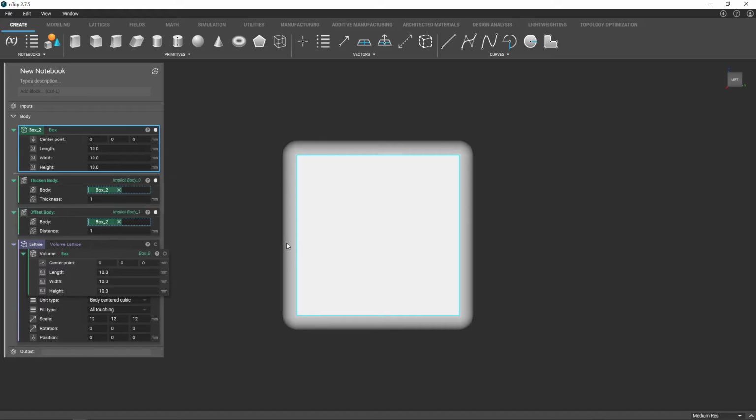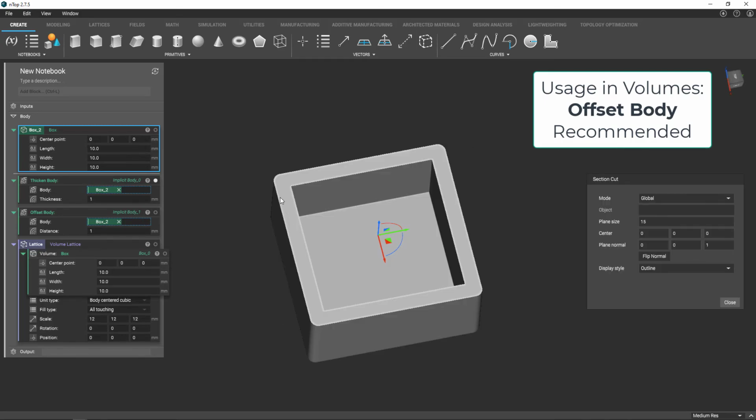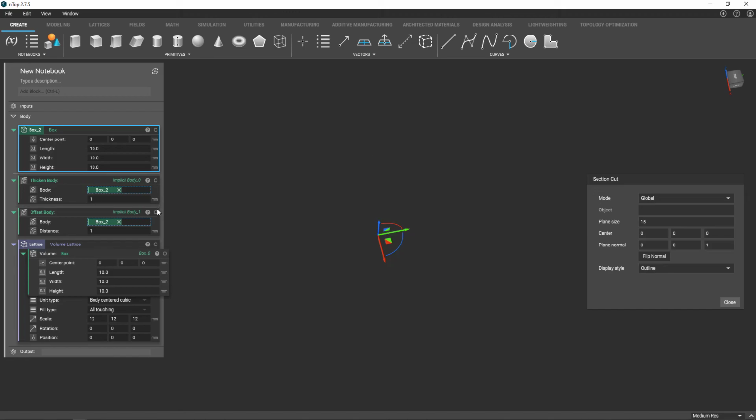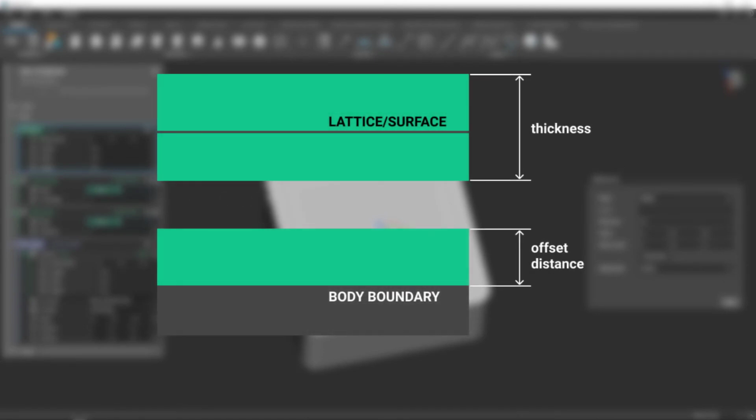Since the thickened body uses the boundary as a midpoint, it is recommended to use offset body when you are starting with a part that already has volume. In this example, the thickened body block creates a hollow cube, adding half the thickness to the outside and half to the inside. The offset block keeps the block solid and moves the boundary of the body out by the full 1 mm. That is the difference between our offset and thickened body blocks.